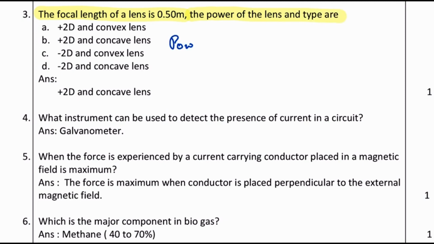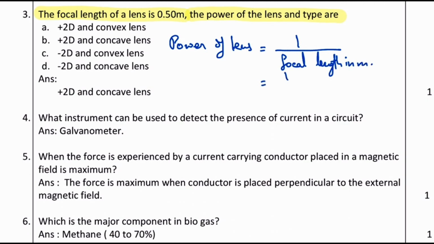As you know, power of lens formula is 1 by focal length in meter, and the focal length is 0.5 meter. If we take the 5 outside, then it will be 10 by 5, 5 ones are 5 and 5 twos are 10. Answer is plus 2D, and because it's plus, it's a convex lens. Answer is 2D convex lens. B.